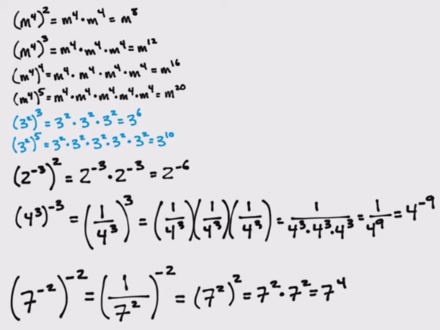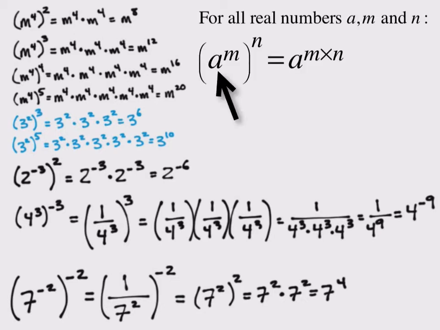And as we predicted, we ended up with 7 to the 4th power, which is what we would have gotten if we had just multiplied our two exponents. So it appears that our property holds no matter what the exponents are. So we see that if we ever have a base raised to a power, and then that whole expression is raised to another power, we simply multiply the exponents.